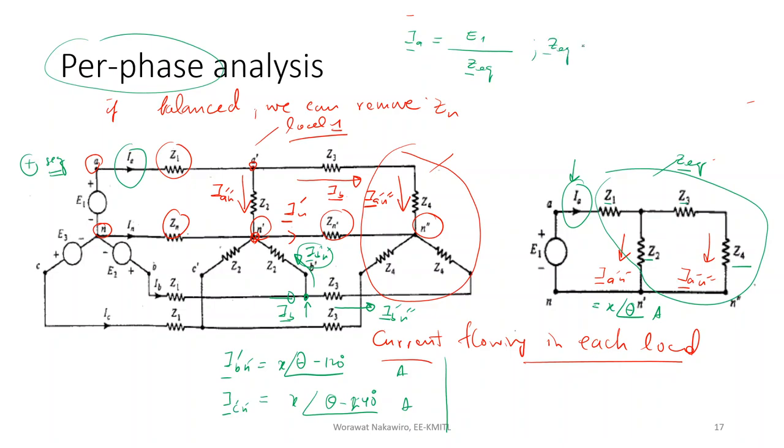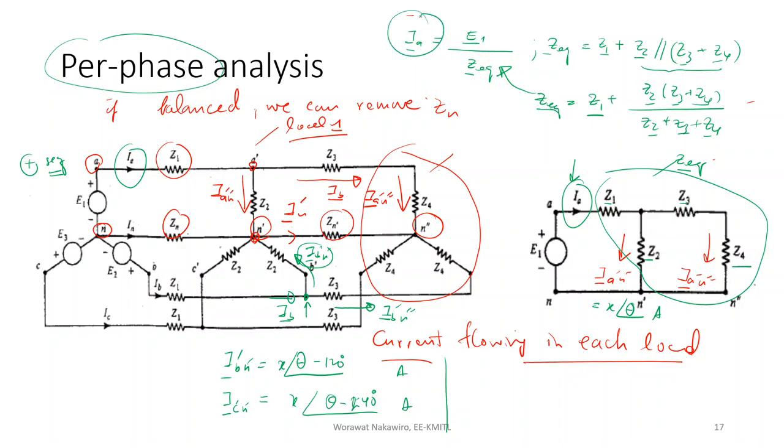Let me denote this as Z_EQ, the total equivalent impedance of this whole bunch in green. How would you determine Z_EQ? Z_EQ is Z1 in series with Z2 in parallel with Z3 plus Z4. So that is Z1 plus Z2 in parallel with Z3 plus Z4, okay? I'm pretty sure you can manage this. Determine this part first from the product divided by the sum: Z2 times (Z3 plus Z4) divided by (Z2 plus Z3 plus Z4). All these are complex, plus Z1 here. That equals Z_EQ. Then you put this as the denominator, and you get I_A.